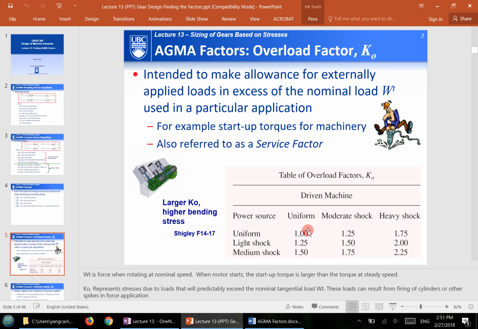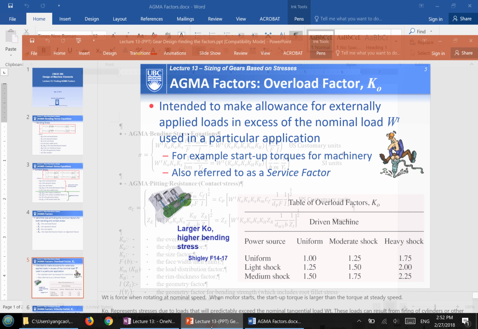That makes sense, right? So when you design for your project, and I didn't specify the KO for you, then you have to specify a KO yourself. Consider the water, the source of this output, the load torque. Is that going to be a moderate shock? Is it going to be a heavy shock? That's completely up to your judgment. Okay, so that's KO here.